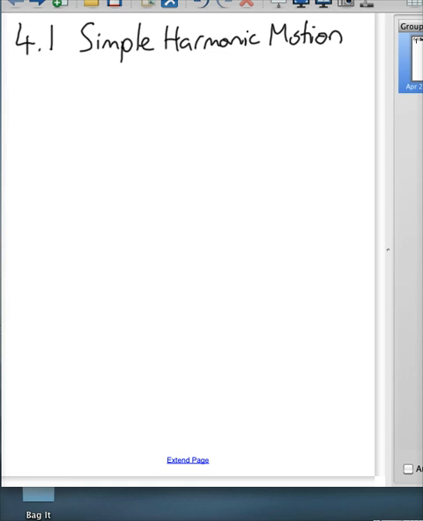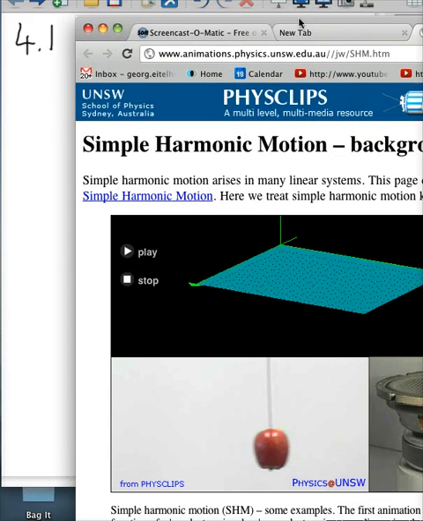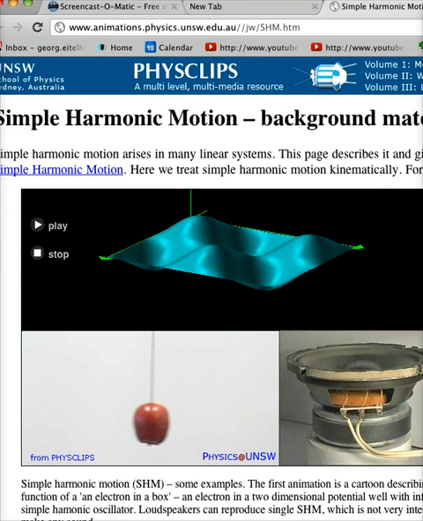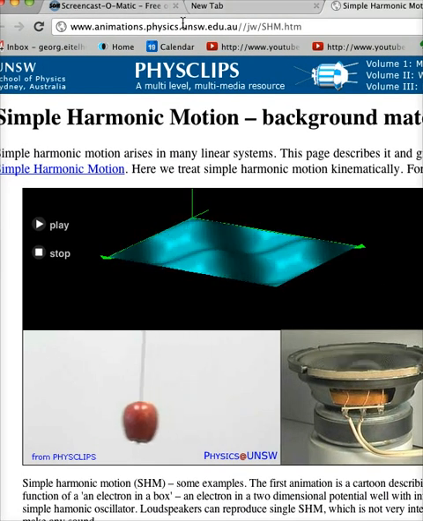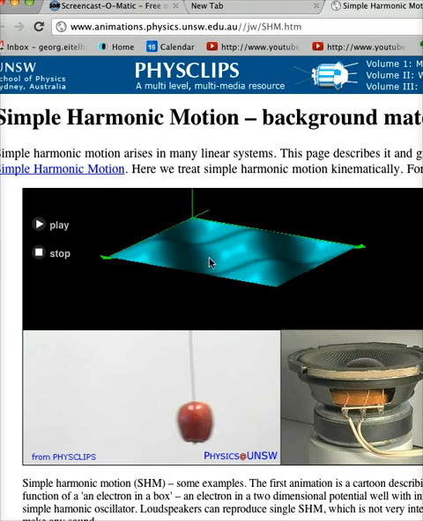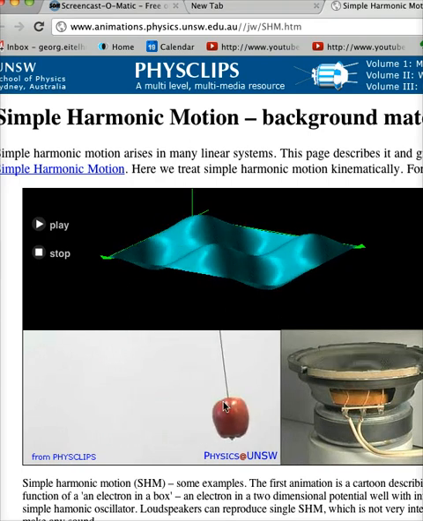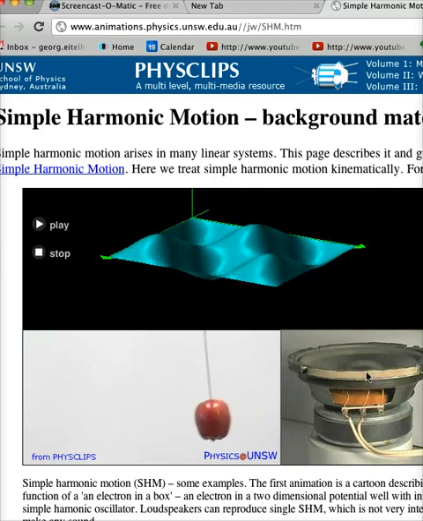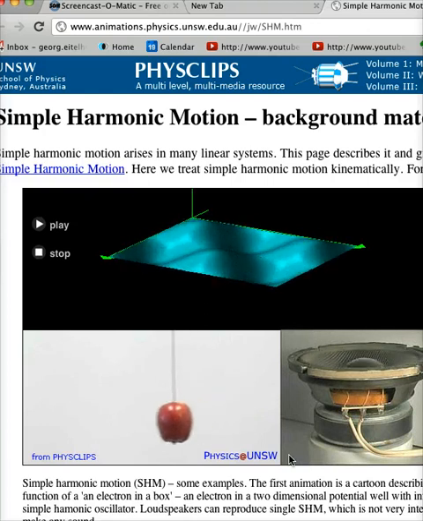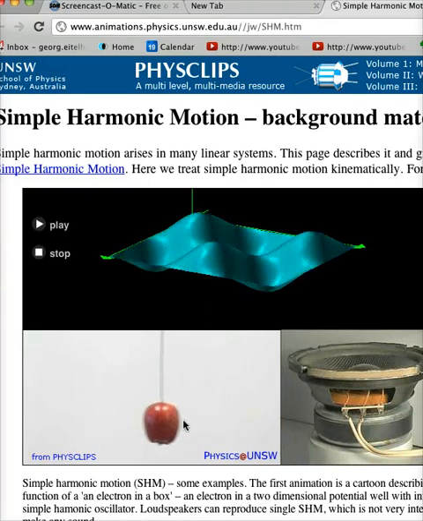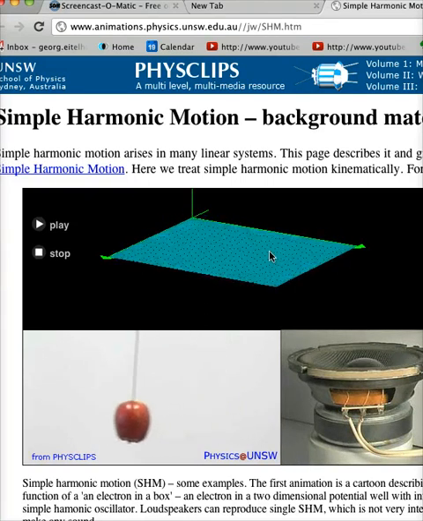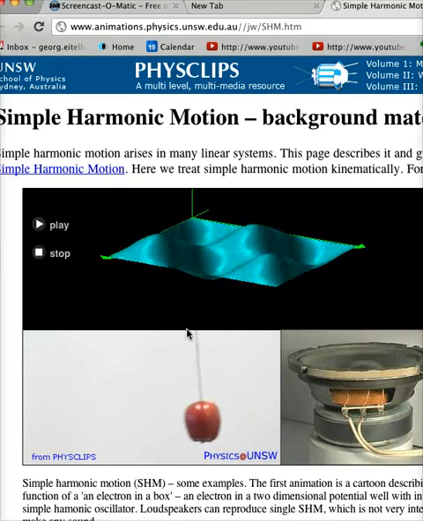So firstly, what is simple harmonic motion? And what are some examples of this? Well, here's some nice examples from this Physics UNSW website. We've got a plate that's vibrating. We've got an apple like a pendulum, which is swinging. And we have a speaker moving up and down. Now, all of these are examples of simple harmonic motion. We have something moving, and it's constantly moving backwards and forwards, up and down, in a periodic way.